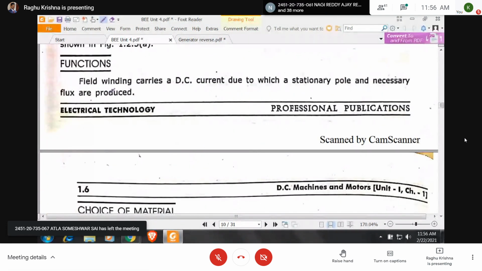Next, the field winding carries a DC current, due to which a stationary pole and the necessary flux is produced. So this is the main function of the field winding: the field winding carries a DC current.